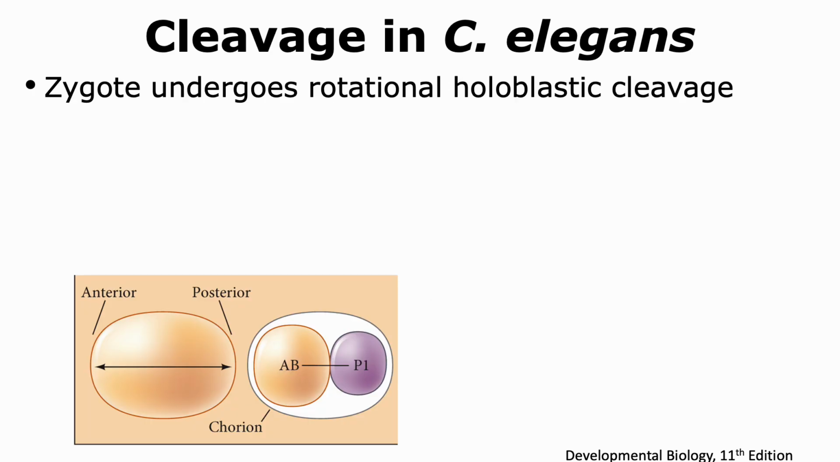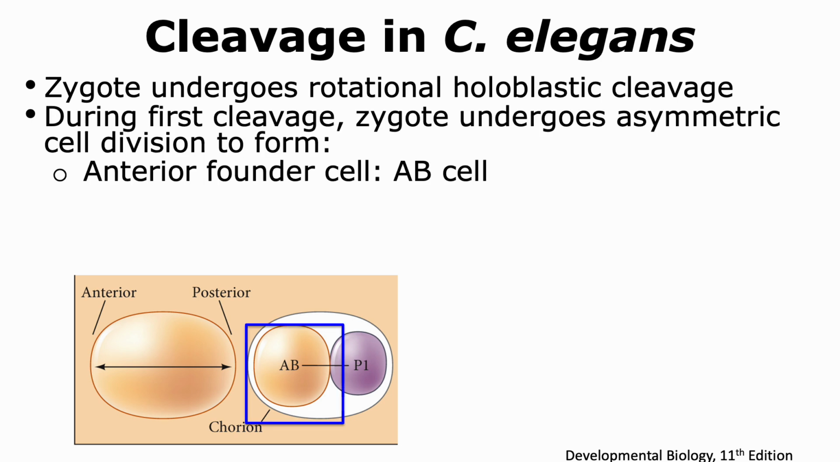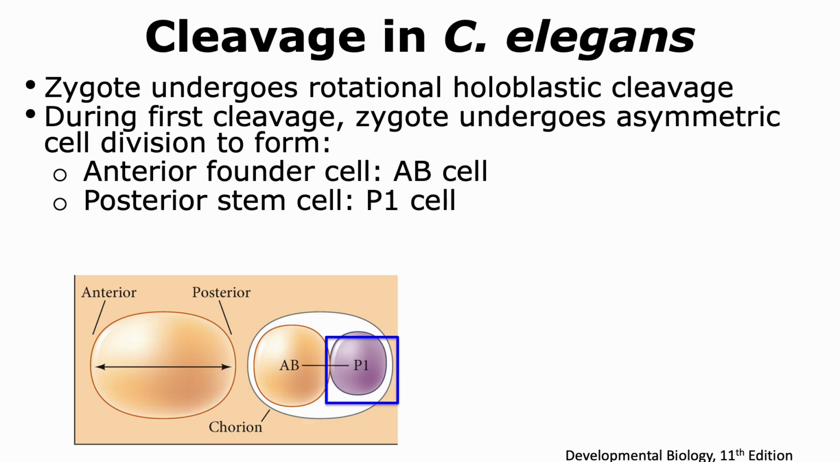The zygote of C. elegans undergoes rotational holoblastic cleavage. This is different from what we observed in snails, which underwent spiral holoblastic cleavage. So let us see what happens during rotational holoblastic cleavage. During the first cleavage step, the zygote undergoes asymmetric cell division to form a daughter cell called the anterior founder cell, or AB cell, which is larger than the second daughter cell, called the posterior stem cell, or P1 cell.